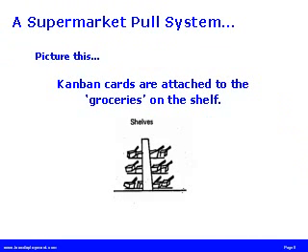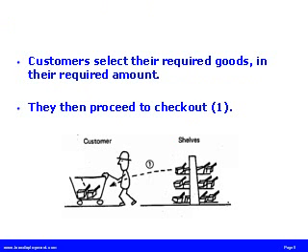So how does Kanban operate? Well, imagine you're in a supermarket or store. What do you do when you go to the supermarket? Generally, you'll go with a list and collect just the items that you want. Now also imagine that with the groceries, etc. that you are taking from the shelves, there are Kanban cards attached to each and every item you take from the shelves. Customers select their required goods in their required amount. They then proceed to the checkout. The only difference is that each item has a Kanban card attached to it.